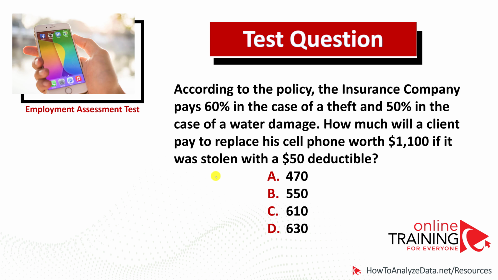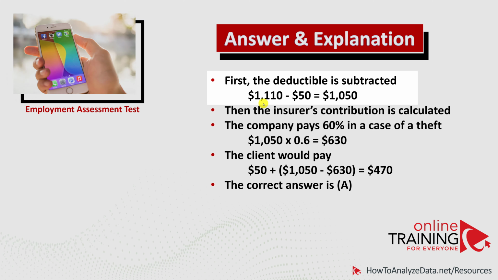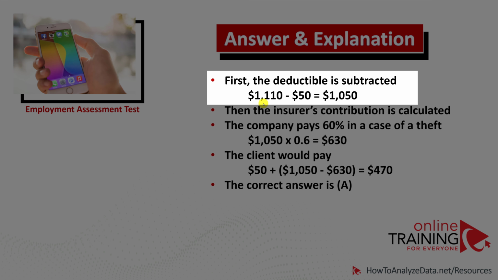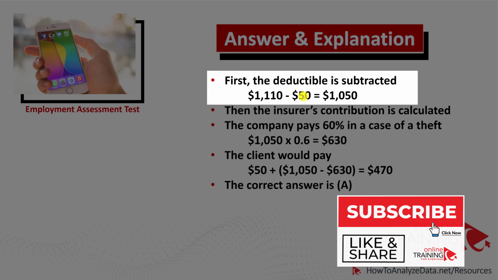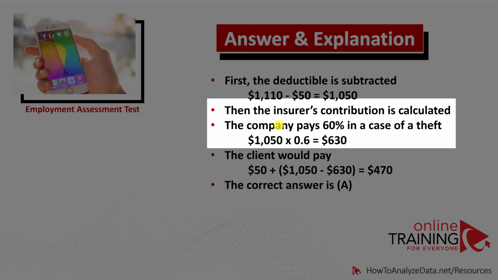Do you think you know the answer, or do you know how to calculate it? Let's see if we can get to the correct answer together. To calculate the insurance payment, first we need to subtract the deductible, which is $50. After subtracting 50 from 1,100, we get the amount $1,050. The insurance company pays 60% of this amount, which is calculated by $1,050 multiplied by 0.6, and the amount the insurance company pays is $630.